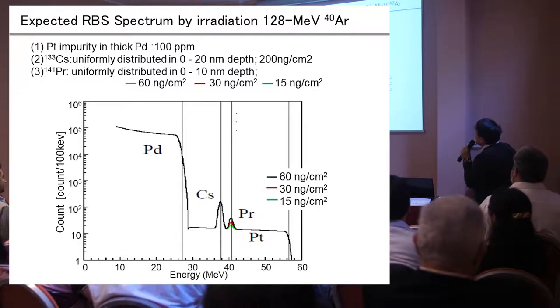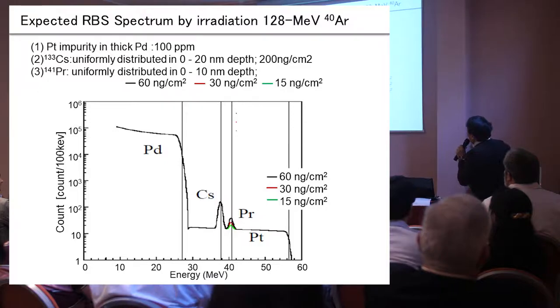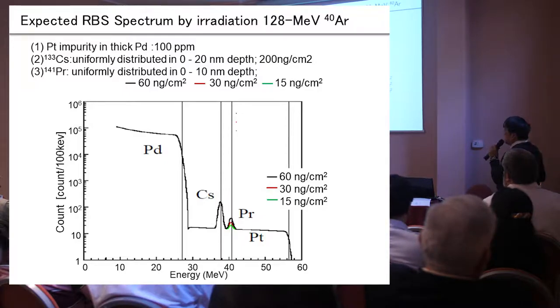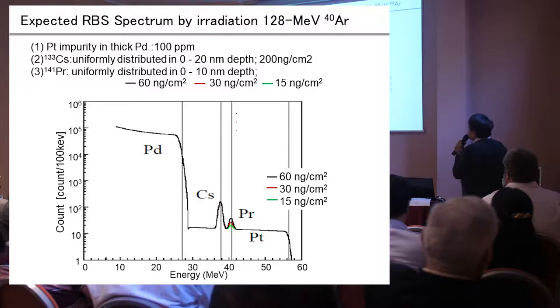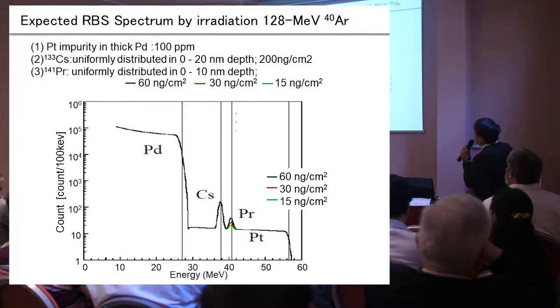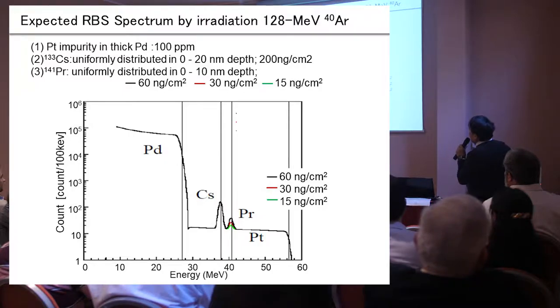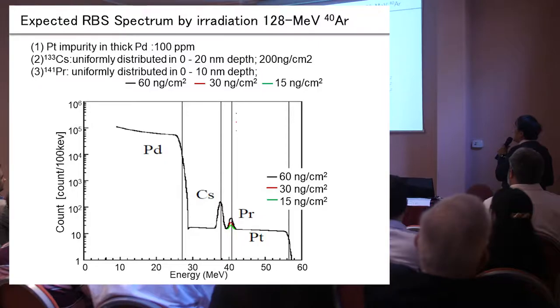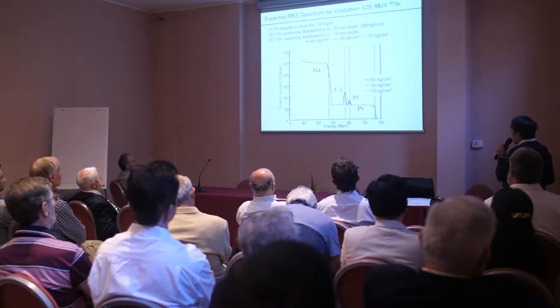Next, cesium is uniformly distributed from the surface to 20 nanometers depth, about 200 nanograms. This is typical data for Mitsubishi Heavy Industries experiment samples. The third point is plus praseodymium, uniformly distributed from the surface to 10 nanometers depth. We calculated three cases: 60 nanograms, 30 nanograms and 15 nanograms.